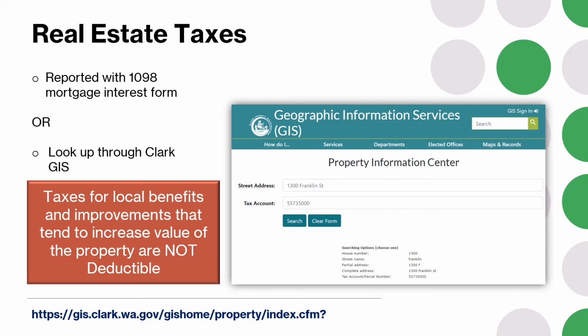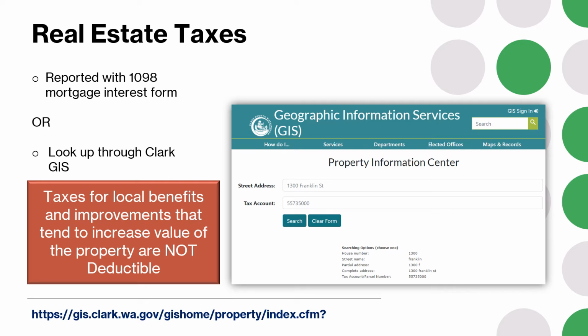It's also important to note, in large part for education for some of our taxpayers, the taxes for local benefits and improvements that tend to increase the value of the property are not deductible. So these are like the recurring taxes that we pay every year. Sometimes people will have been required to hook up to the city water or the sewer system, and they'll have like a huge fee that they've been charged, and they'll feel very passionately that they should be able to deduct that, and we have to kindly educate them that they don't get to deduct that right now.